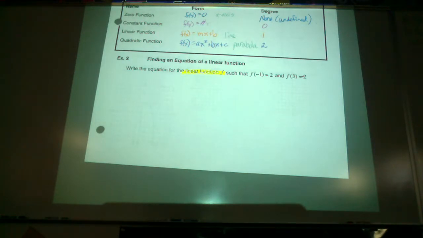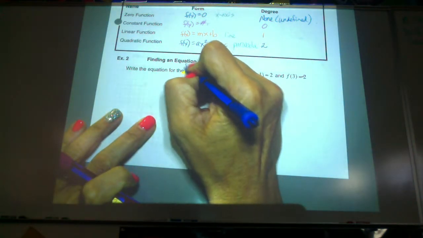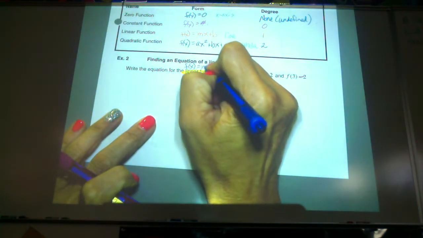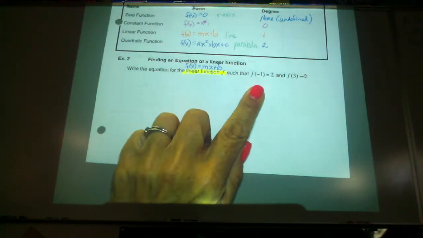Linear function, why is that such a good hint? What form is that? Yeah, so f of x is equal to mx plus b. What have they really given me here with this function notation? What does f of negative 1 equals 2 mean? What have they given me? X and we have two things here and a y.